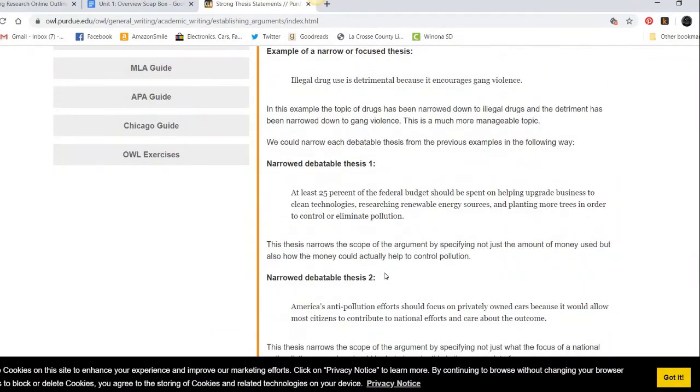Example of a narrow or focused thesis. Illegal drug use is detrimental because it encourages gang violence. This is the tip of a narrowing iceberg. I would love it if, as we go through this paper writing process online, you would say which illegal drug is detrimental in which area, which age group, which community, which state, which nation, because it encourages gang violence. You would probably have to end up defining gang. You would have to end up defining violence. And you could still narrow this much more.